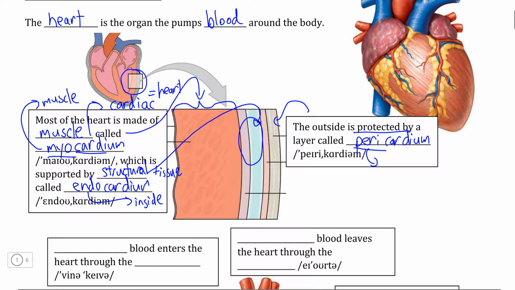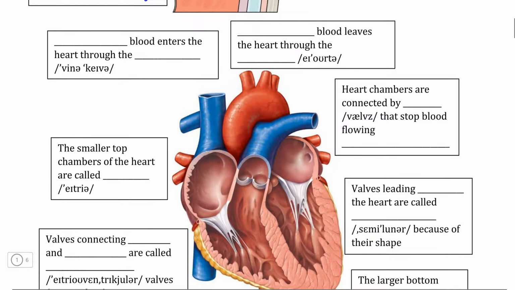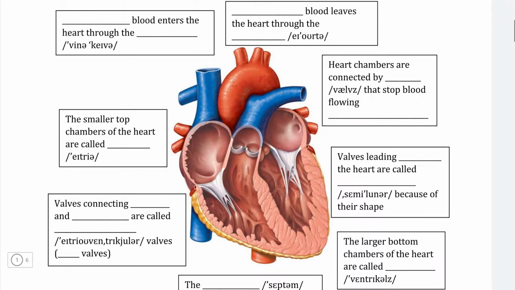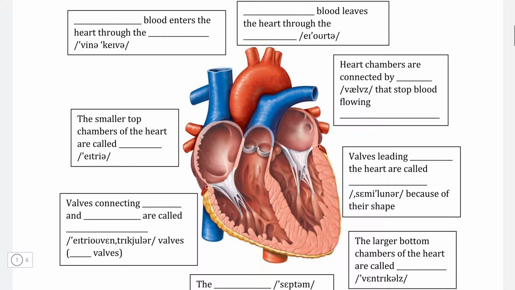And peri, from the English word perimeter, is a prefix that means around or on the outside of a particular structure. So now that we've covered the composition in terms of tissue structures of the heart, we can take a look on the inside and get a basic idea about how blood actually moves within the heart.